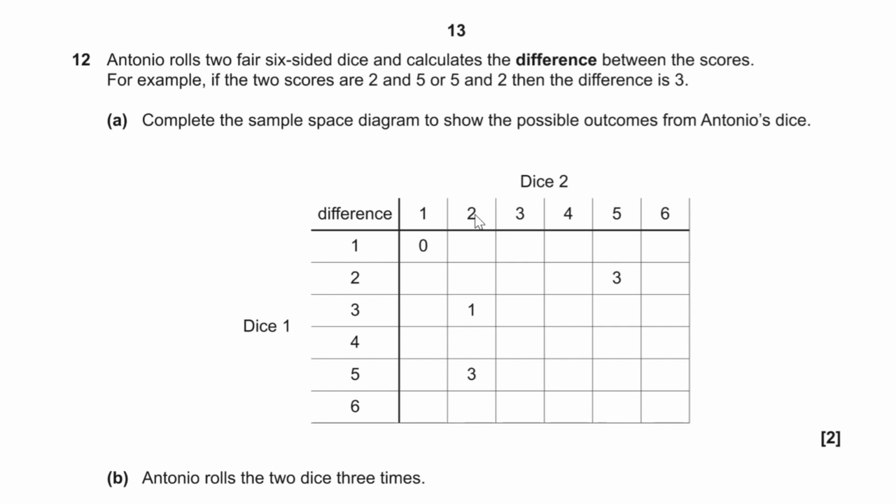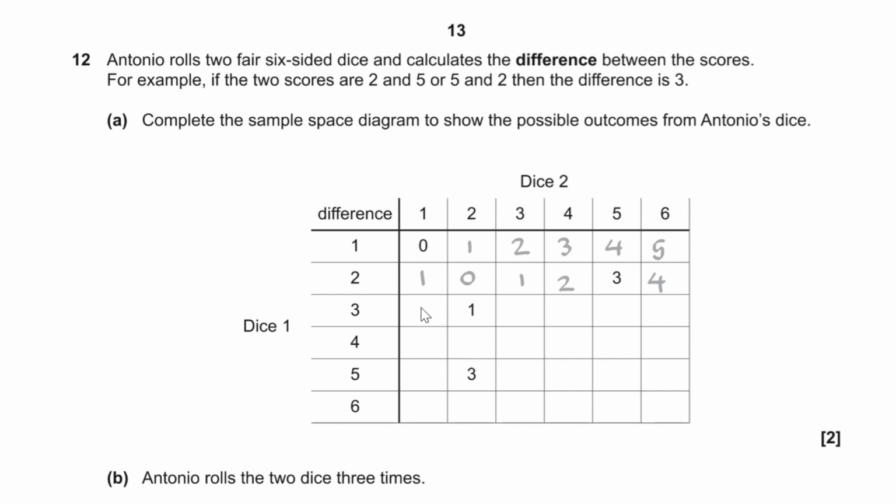Well, here we've got 2 take 1, which is 1. Then we've got 3 take 1, which is 2. 4 take 1, which is 3. 5 take 1, that's 4. 6 take 1, that's 5. And then we've got here 2 take 1, which is 1. 2 take 2, that's 0. Then we've got 3 take 2, which is 1. 4 take 2, which is 2. And then we've got 6 take 2, which is 4.